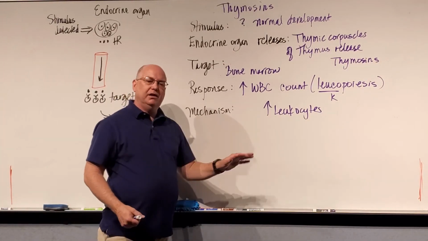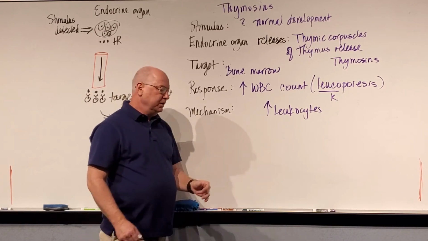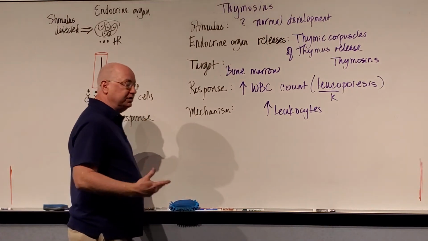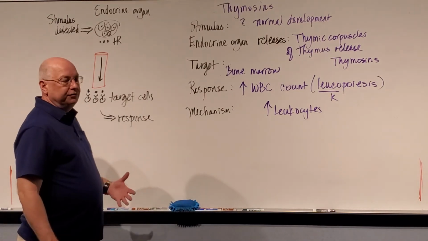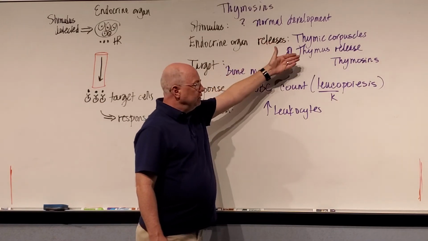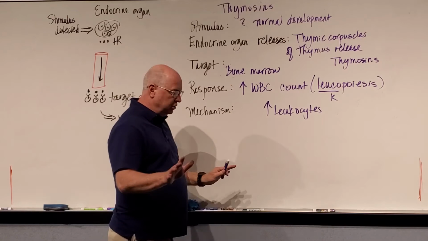You'll have to take immunology to get into that level of detail, which is an entire 16-week course in its own. And if you ever have to take immunology, I'm sorry. All right? I loved it, but it was tough. Anyway, that's it for thymosins. It's pretty straightforward. If you get an infection or you're having normal development, the thymic corpuscles will release thymosins. They go to your bone marrow and cause you to produce white blood cells. That's all we're going to say about it.